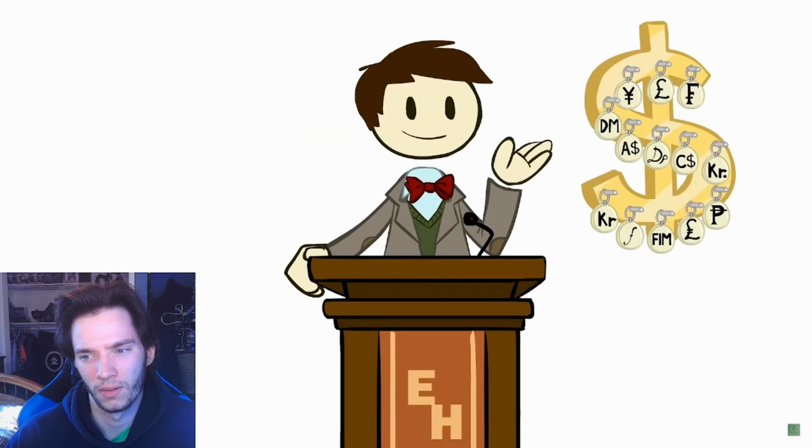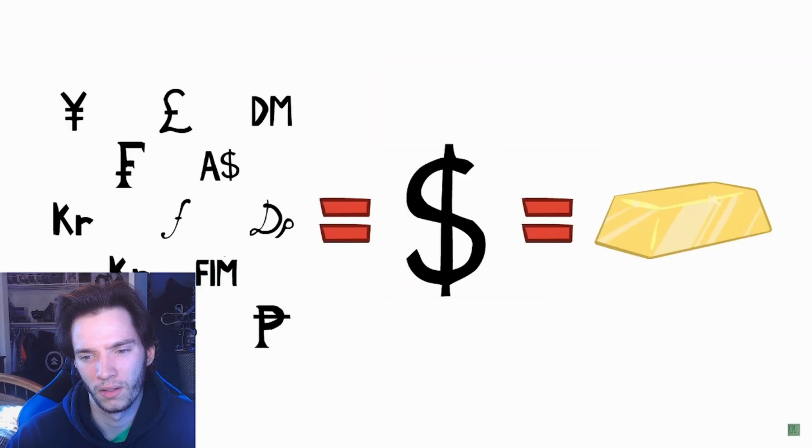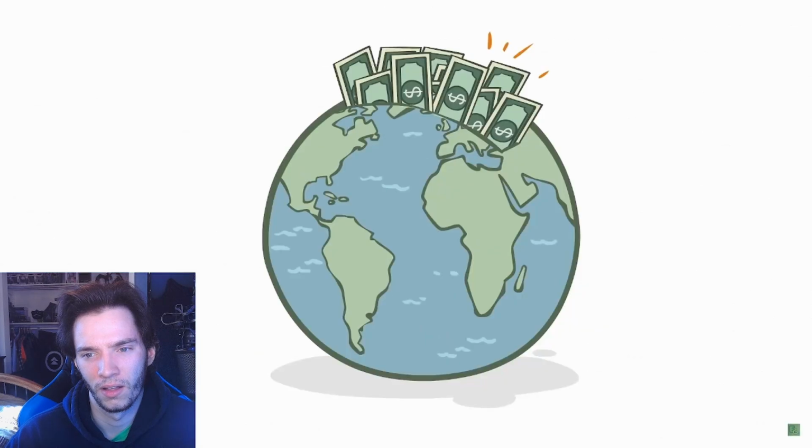That's right, the system essentially boiled down to: the US dollar is redeemable in gold, and all other currencies are redeemable in US dollars. And so every country had to keep some dollars on hand to redeem their currency, which is how the US dollar became the reserve currency for basically the entire world.